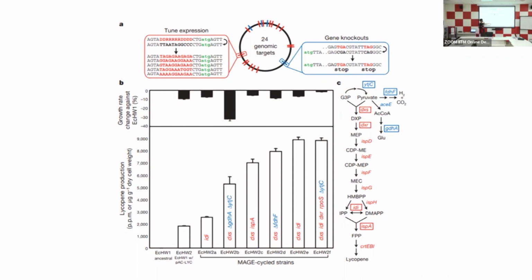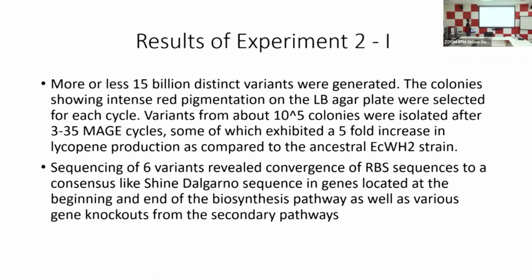And these are the genes that basically code for the biosynthesis pathway in the strain. So we'll come back to the graph later, before we go to the results. Yeah. So, results of experiment 2. More or less 15 billion distinct variants were generated. That's a very huge number.